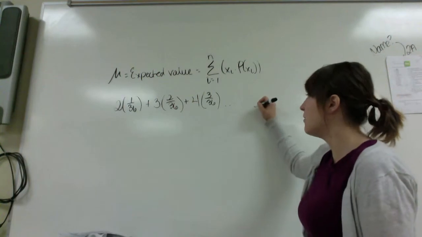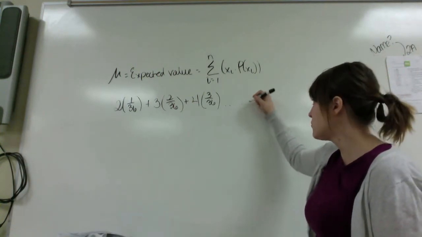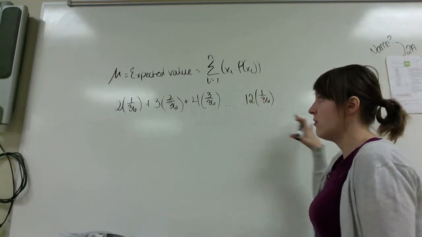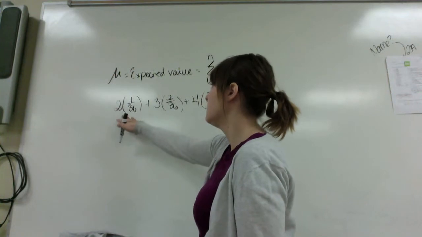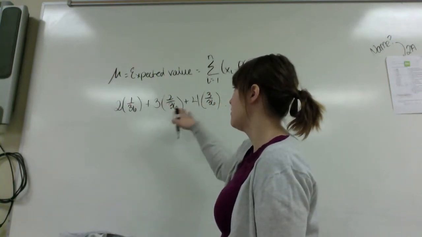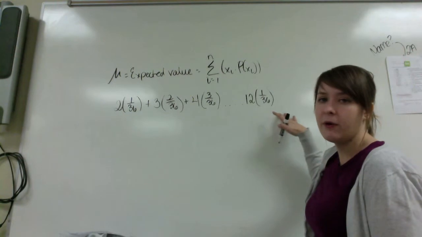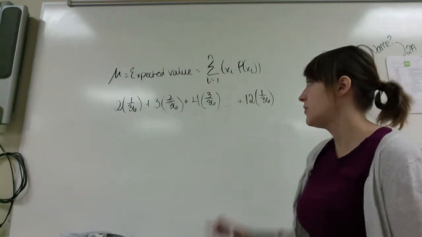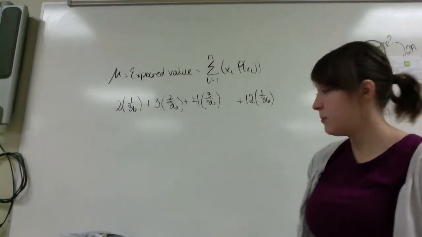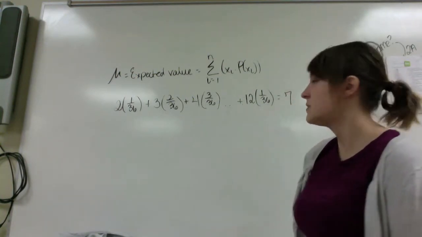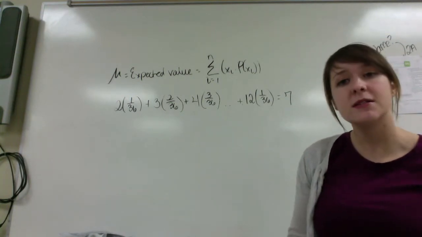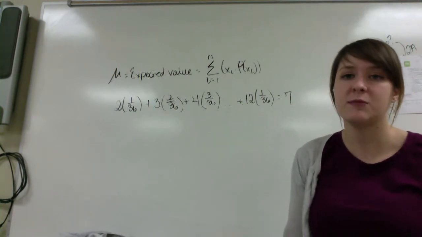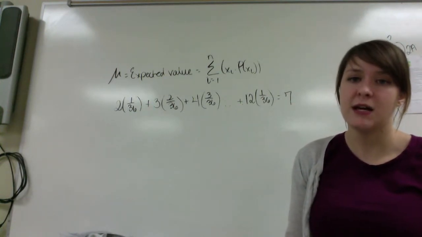And you're just going to keep going until you get all the way to 12, and that was 1 out of 36 again. You're just going to add all those values up. So I multiply these two, then I add it to these two multiplied, then I add it to these two multiplied, all the way up to 12 times 1 over 36. When you add them all up, you should get 7. Which makes sense in this case because we know that getting a 7 when you roll two dice is going to be the most expected thing to happen because that has the highest probability.